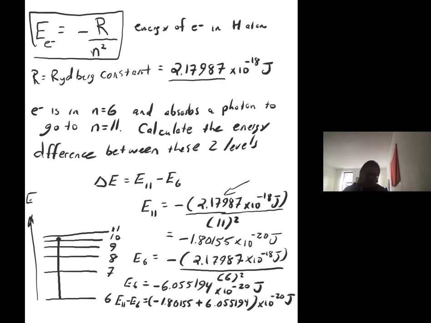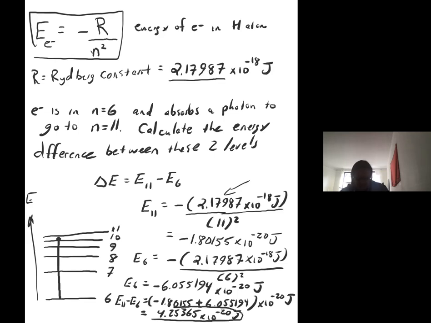Okay, right? Because if they're both times 10 to the minus 20, you can just factor out the 10 to the minus 20. So now you have negative 1.80155, negative 1.80155 plus 6.055194, and you get 4.25365 times 10 to the minus 20 joules. And that'd be your answer right there.